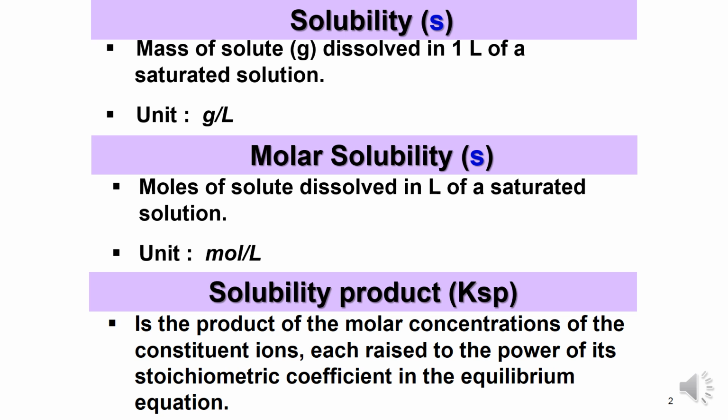And the next term in the topic of salt solubility is the solubility product, Ksp. Ksp is the product of the molar concentrations of the constituent ions, each raised to the power of its stoichiometric coefficient in the equilibrium equation.